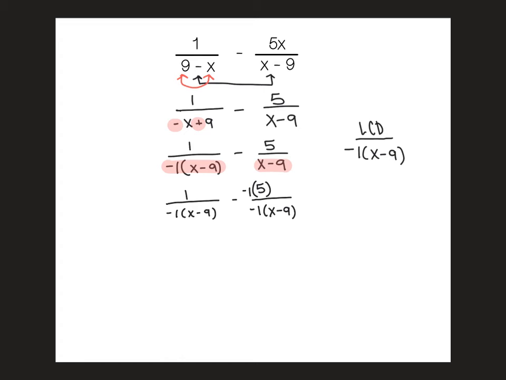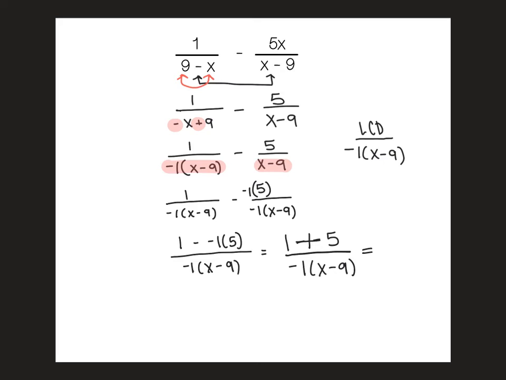Now I can rewrite this as one larger problem. So I have 1 minus negative 1 times 5. The denominator is negative 1 times x minus 9. If I start to simplify my numerator, negative 1 times 5 is negative 5. One minus negative 5 is really like adding, so I would have 6 over negative 1 times x minus 9.